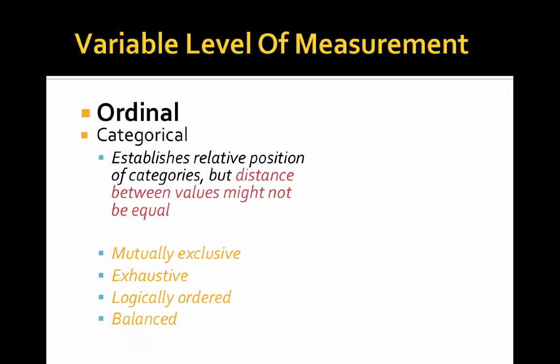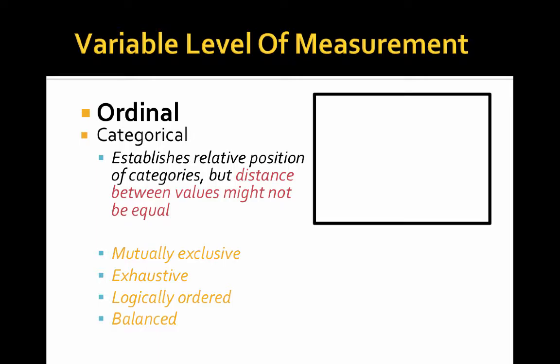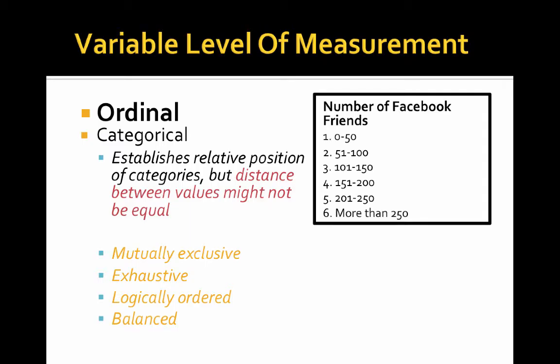There's another kind of categorical variable where the variable categories are ordered in some sort of logical way. I'm going to show you an example and then we'll discuss what it means by the distances. So for example, if you wanted to ask people how many Facebook friends they had, you could ask them, but off the top of their heads, most people probably couldn't give you the exact number. And if you wanted accurate information, it might be better to give people ranges.